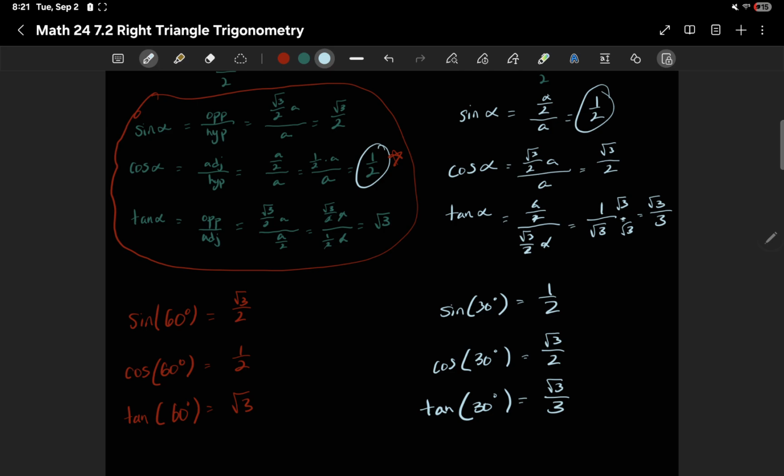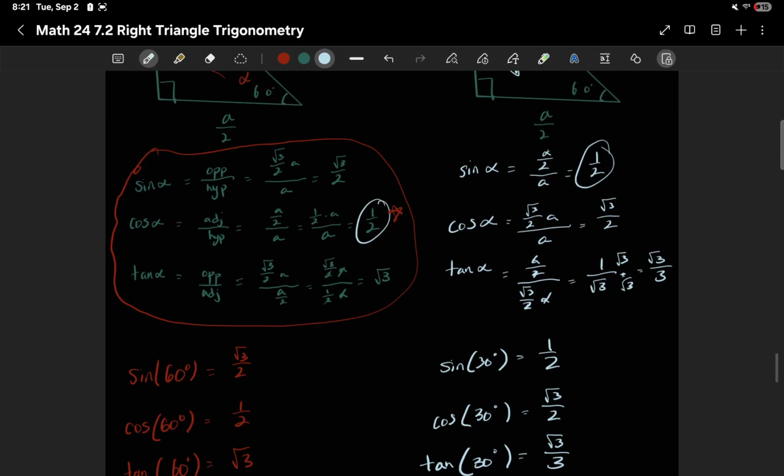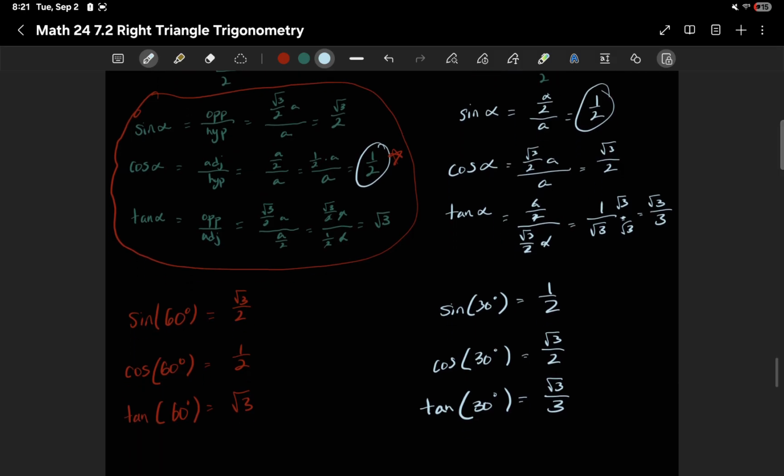Like I said, we'll come back to using these in the next section, but this was the reason that we went through the proof of the 30-60-90s and the 45-45-90s and used these proportions, to give us a more concrete way of understanding why sine of 30 degrees is 1/2, cosine of 30 degrees is square root 3 over 2, and tangent of 30 degrees is root 3 over 3.